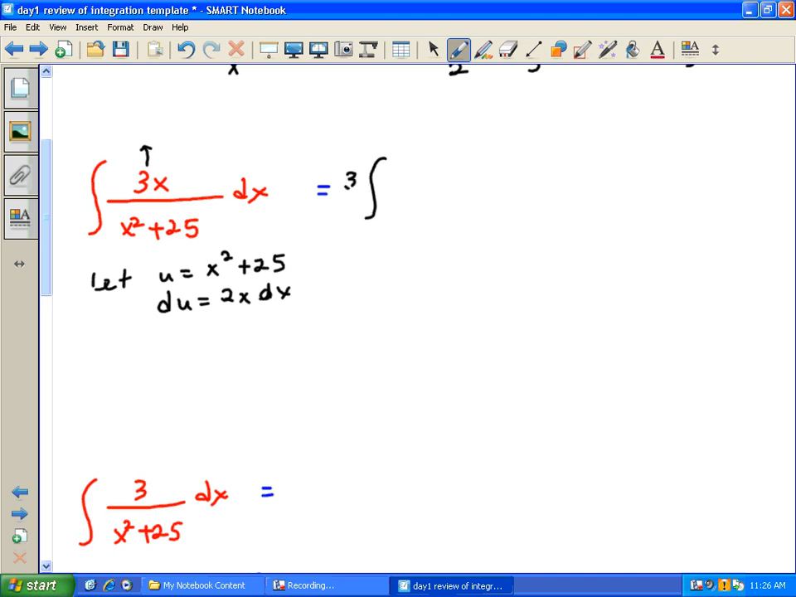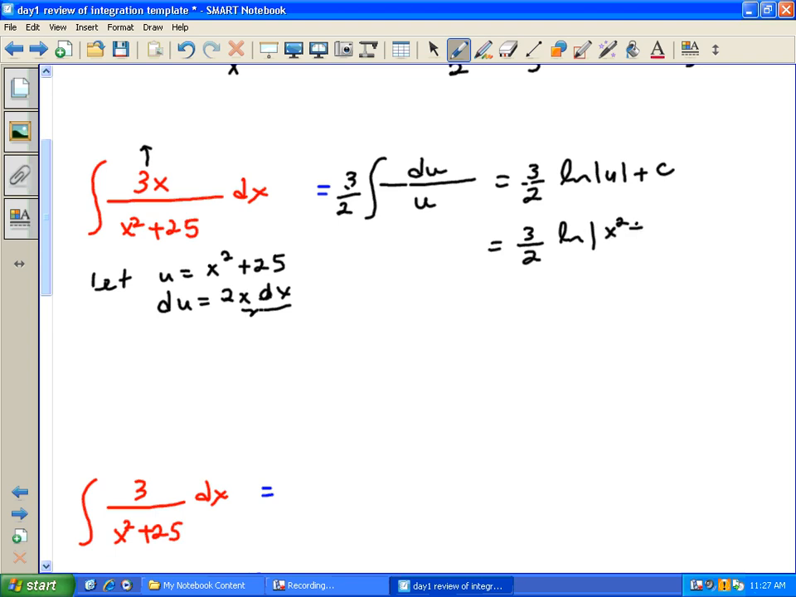So in this case, I take the 3 out. I'm going to write the integral in terms of the u's now. Instead of x dx, x dx is going to be the same as du over 2. I'm putting du inside and over 2 outside. And x squared plus 25 is what we call u. Now this looks familiar, right? This is the integral of ln of u plus c. And don't forget to put the u back in there when you're done. So u is x squared plus 25.